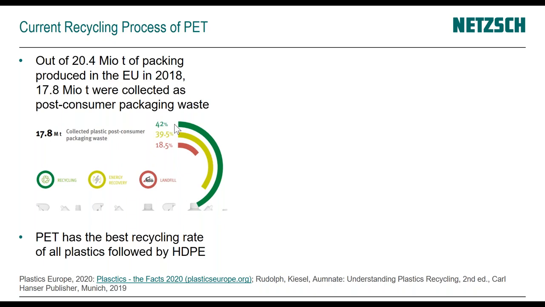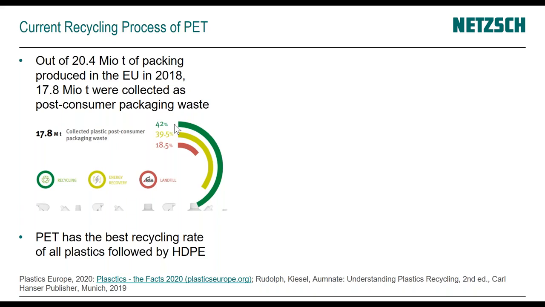And out of all the packaging waste, polyethylene terephthalate, PET, has the highest recycling rates of all plastics, followed by HDPE. And the reason for that is really the products that are made out of it, because PET and HDPE in form of bottles is easy to sort out. So that's why, to this point, it also has the best recycling rates.